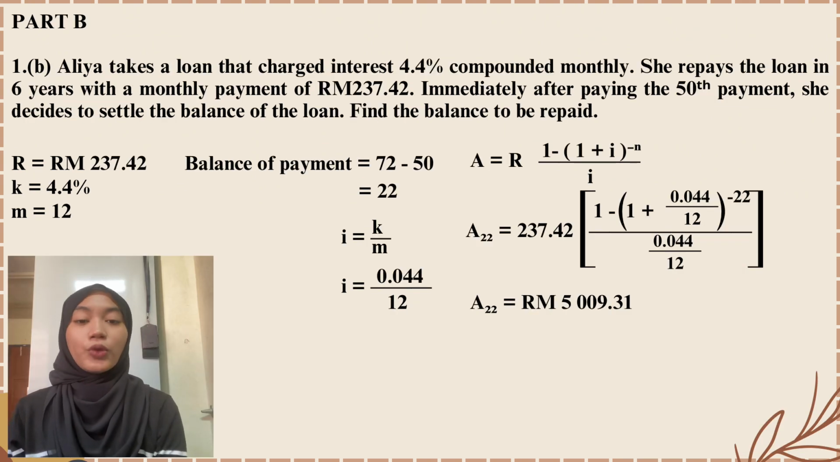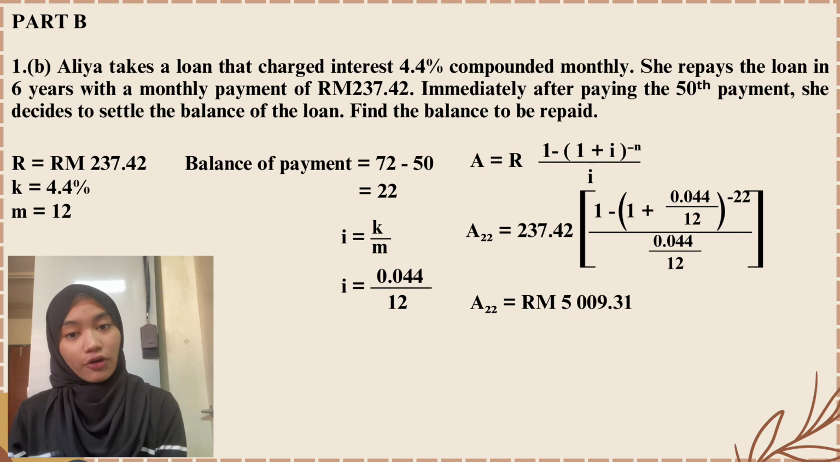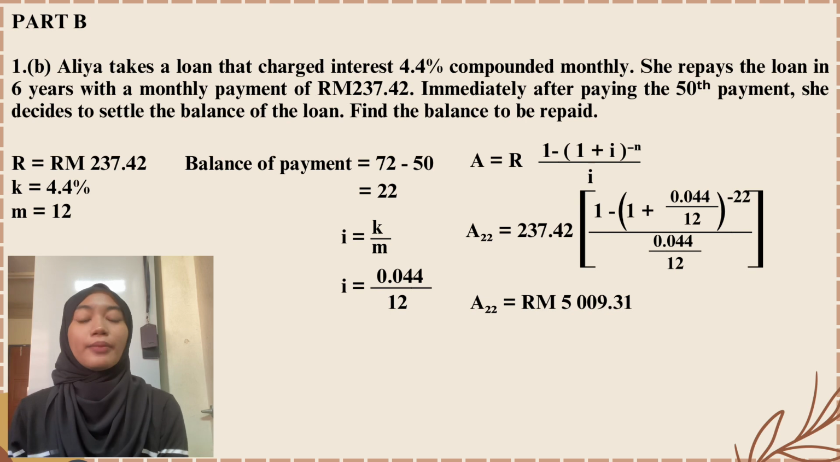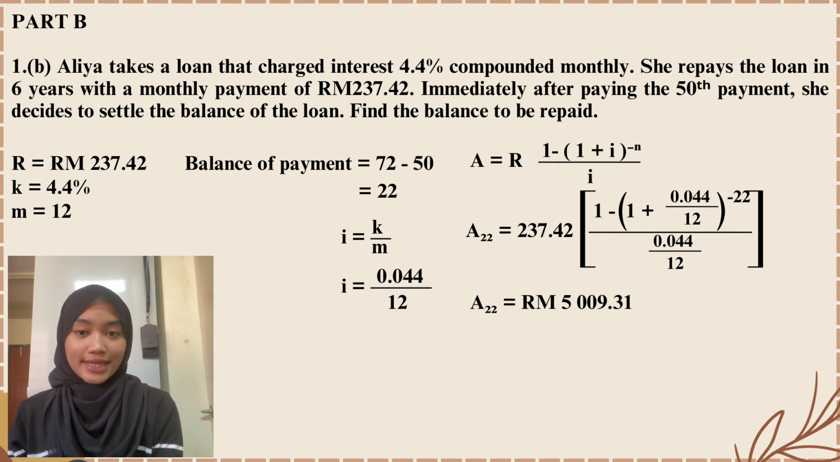For question B, we are using a present value of annuity formula. Given I, interest rate per period, K must be divided by M equals 0.044 divided by 12, and the number of payments, M must be multiplied by T, which is 12 multiplied by 6 equals 72, and minus 50 since she already paid for the 50 payments. And we got 22 for the number of payments. Substitute all that in the formula. The balance to be repaid is equal to 50,009 ringgit 31 cents.